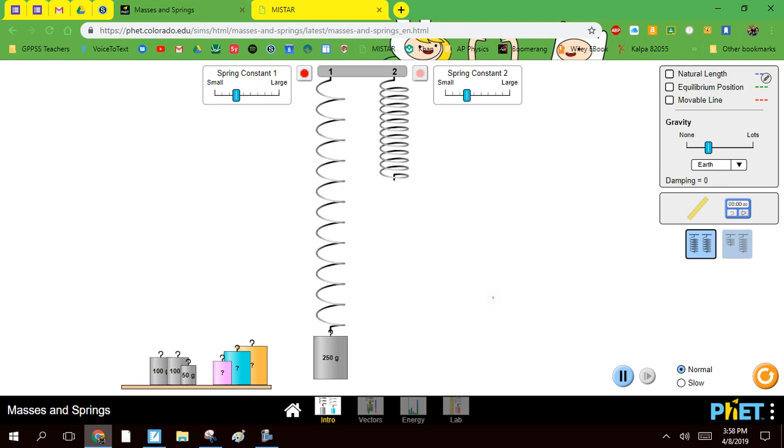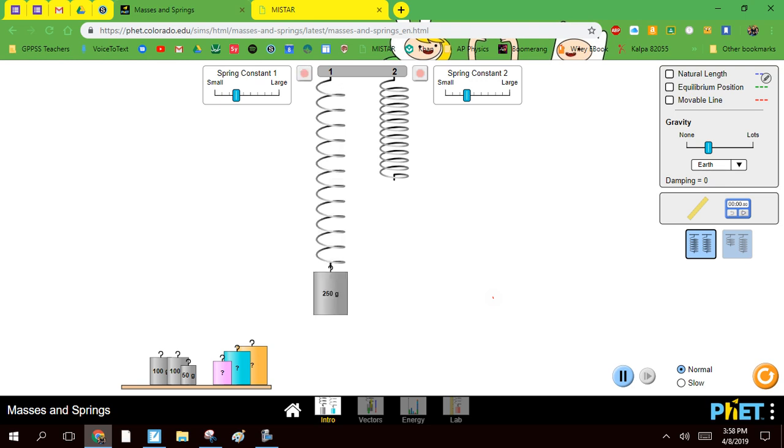So let's pretend that we stopped it at its equilibrium point. Right now this represents the point at which the force of gravity on the mass is equal to the force of the spring. That represents our relaxed position, so this is x equals 0. Let's get rid of these little arrows. Right now it's not oscillating.